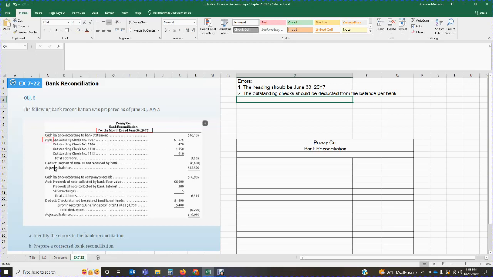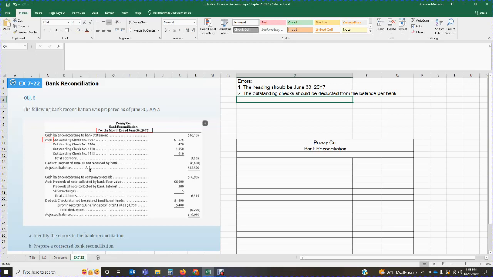Now the next item we have is deduct deposit for June 30th not recorded by bank. So the company went to the bank and made a deposit of $6,600. Now we made this deposit really late in the day on a Friday night. I used to be in banking. I worked in banking for over 13, 14 years. Banks have a cutoff time. If you make a transaction after the cutoff time, that deposit or check is not going to clear until the following business day.